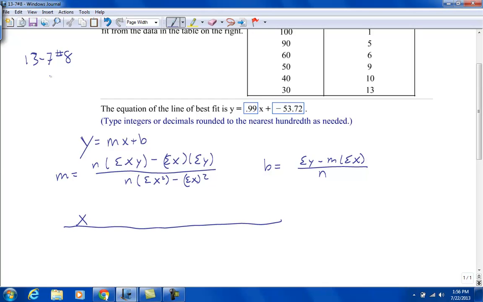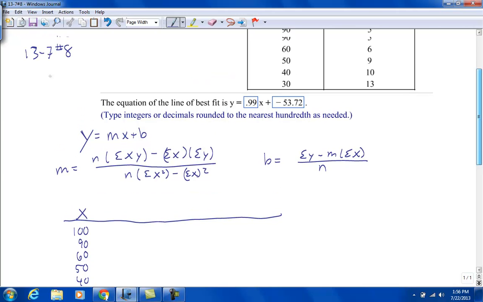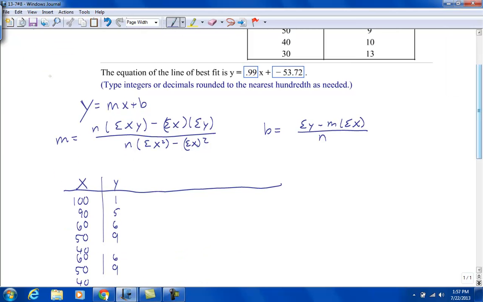So let's go ahead and list our data points. We have 100, 90, 60, 50, 40, and 30. That's 1, 2, 3, 4, 5, 6 data points. So n in this case will be 6. And then let me just recopy the y. And we have 1, 5, 6, 9, 10, and 13.